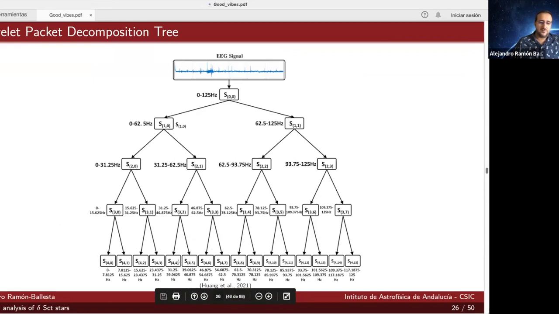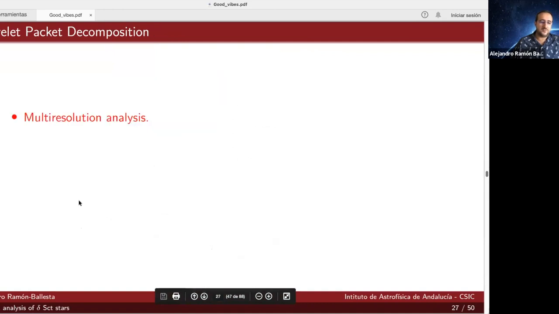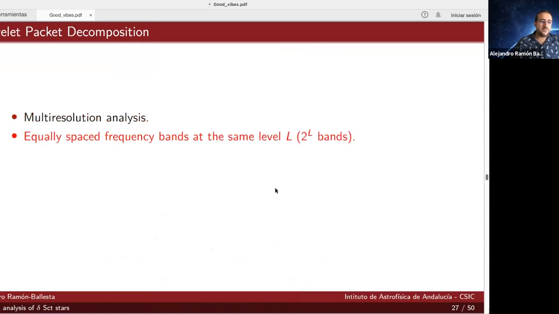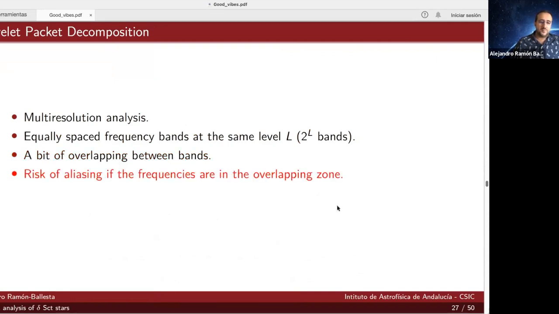These bands overlap a bit, and that could be a problem, because if we have a frequency in the overlapping section, when we split the signal, we will have the frequency split as well, so it will produce an aliasing effect. This is the basis for the multi-resolution analysis using wavelets. As I said, we have equally spaced frequency bands. We avoid the problem of the inverse power law, but because of this overlapping, we can have aliases.